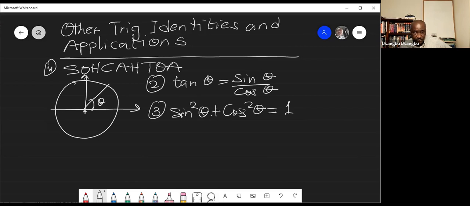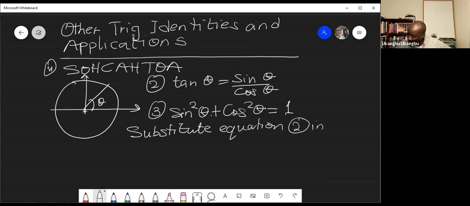So you can substitute equation 2 into 3. So substitute or plug in. Some of you like to call it plug in, but if you are writing a standardized test and want to explain your point, use the word substitute. So substitute equation 2 into 3.